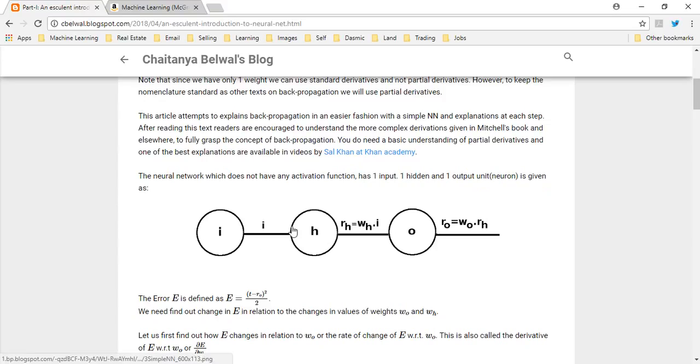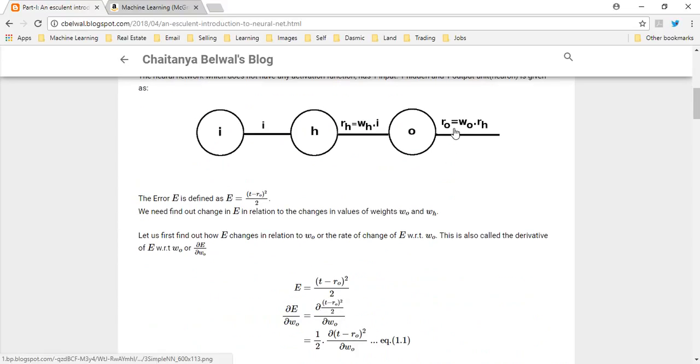Anyway, in this neural network, you will see we don't even use an activation function, which is again just to keep things simple. In another article, which is part two of this, I add a sigmoid function for the hidden and the output layer. But let's keep it simple for now.